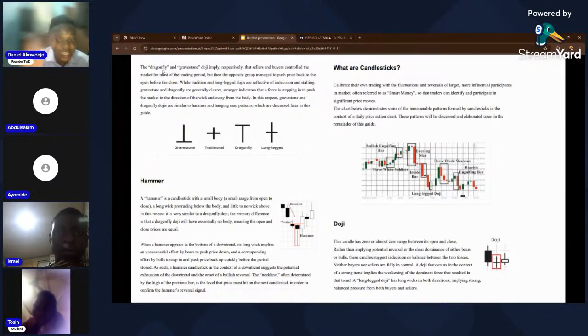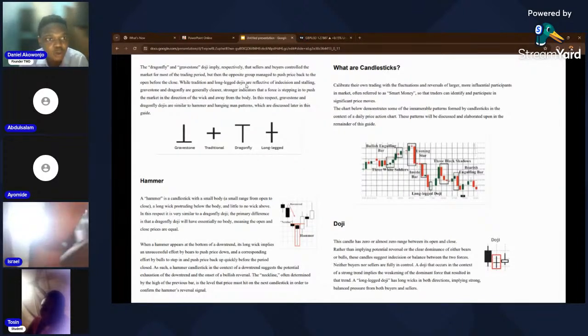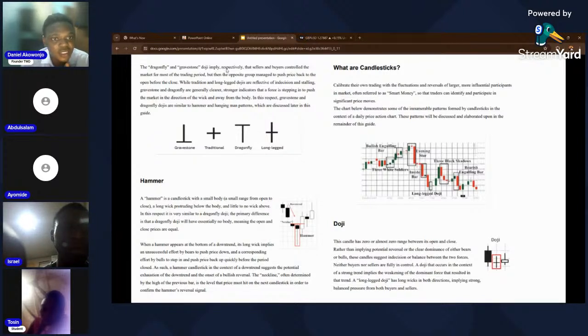Now, let's talk about the next one. I've talked about the dodgy candlestick; an example of a dodgy candlestick is a long-legged dodgy. The next one now is the dragonfly and the gravestone. What this implies, respectively, is that sellers and buyers controlled the market for most of the trading period, but then the opposite group managed to push price back to the opening before the close.